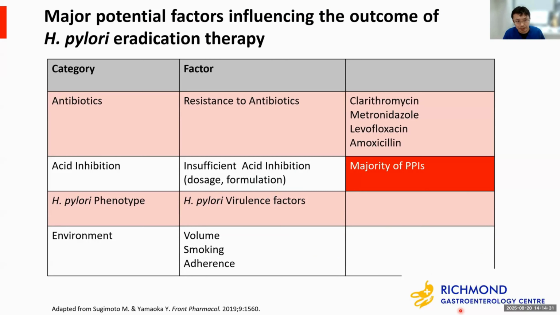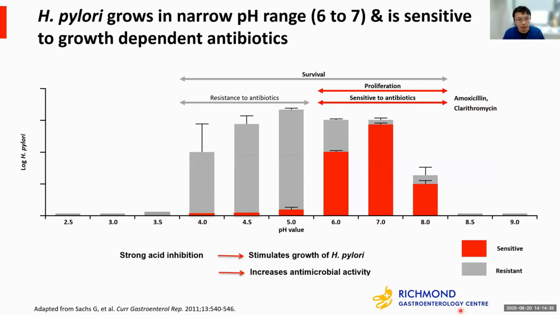So we talked about the antibiotics. Well, let's talk about acid inhibition. As your stomach pH increases to more than 5, there's suggestion that the bacteria start to proliferate and they become more sensitive to your amoxicillin and clarithromycin. So the earlier in that 14-day regimen you can increase the gastric pH to a higher level, the earlier the bactericidal activity starts with your antibiotics.